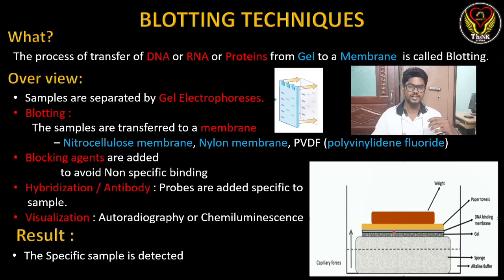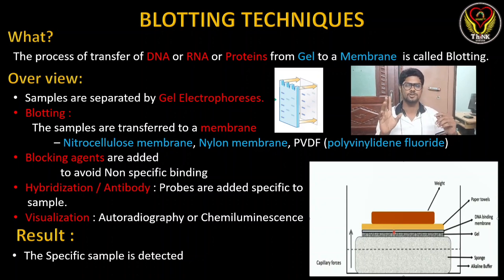So we separate our DNA or protein or RNA in a gel. From the gel we are transferring our sample to a membrane. This process is called blotting in simple terms. Overview: in common blotting techniques there are common 5 steps. So what are the common 5 steps?